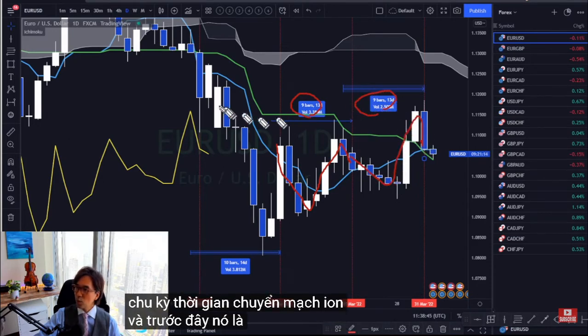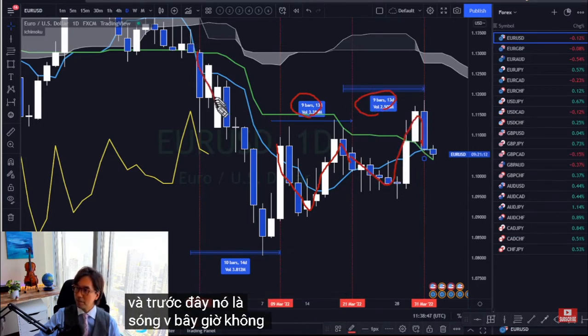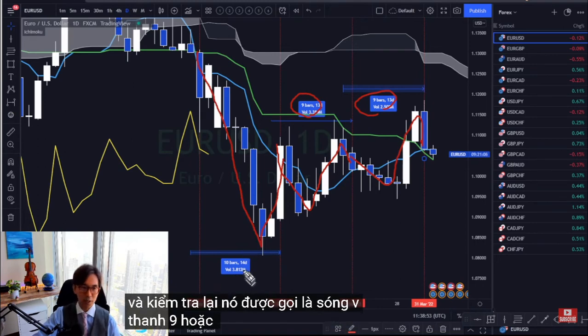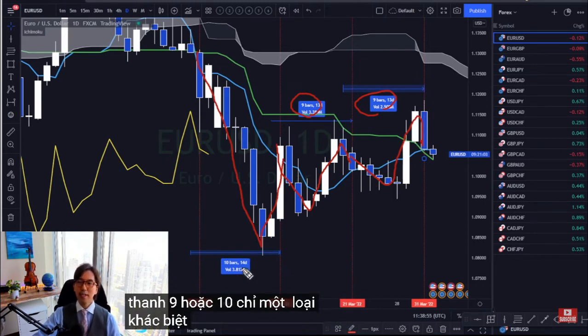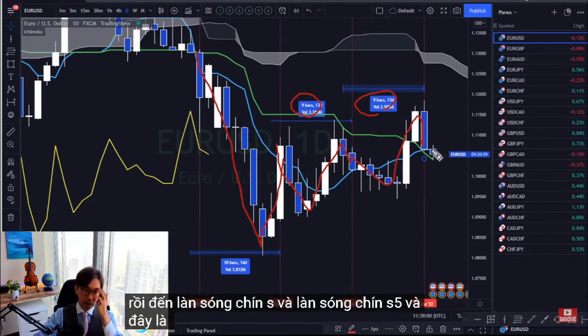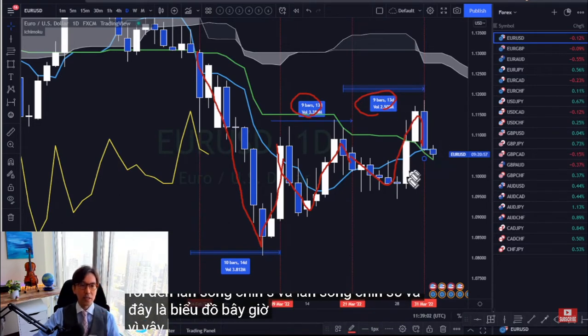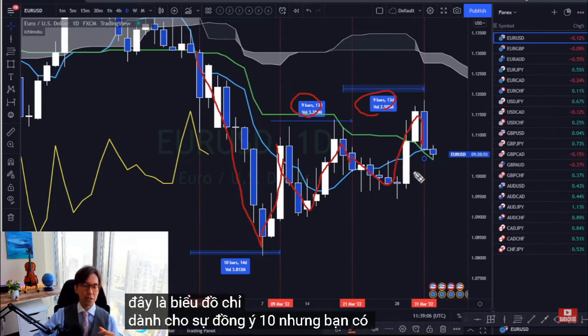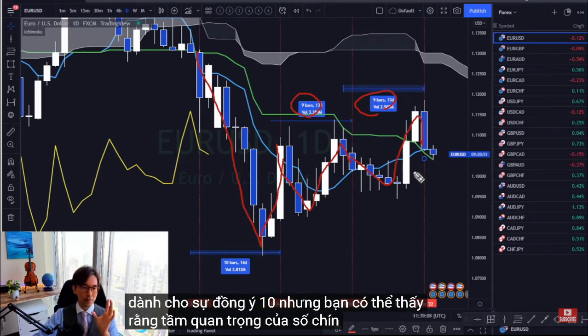And previously, it was a V wave. The market went all the way down and retraced. This was called a V wave, 9 or 10 bars, only one candle difference. And then 9 S wave and 9 S wave. And here is the chart now. So this is for the Tenkan-sen only, but you can see the importance of 9.